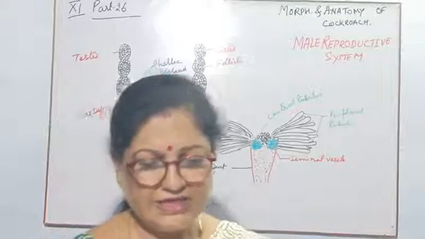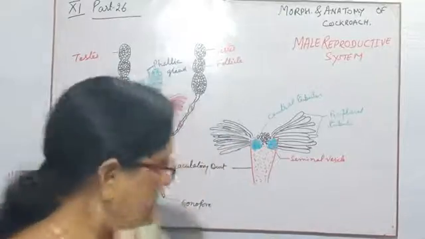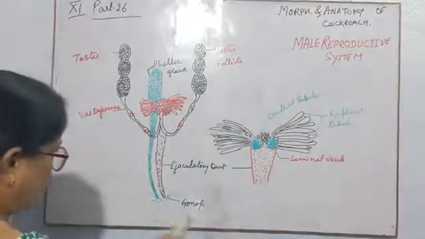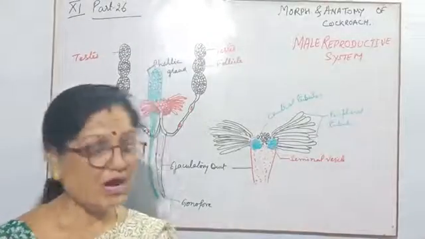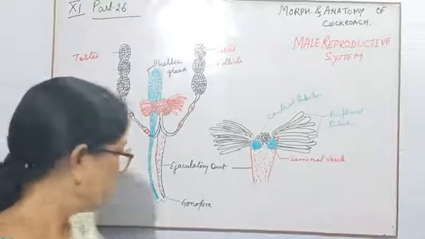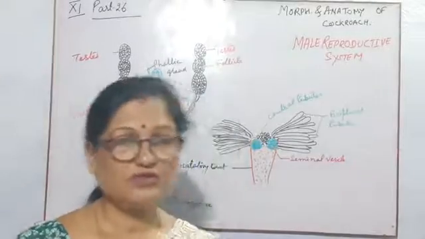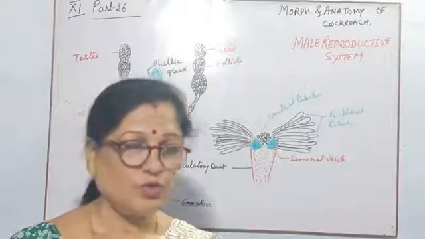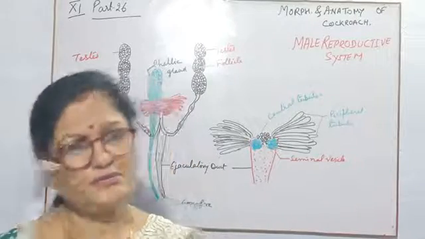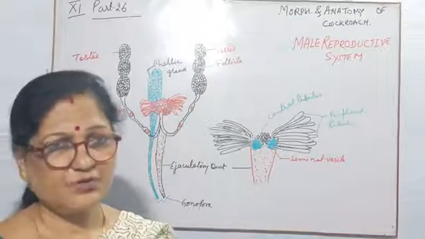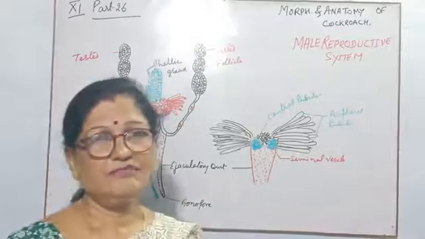When this phallic gland secretes its secretion, it reaches the area behind the ejaculatory duct. The ejaculatory duct opens outside. This is the gonopore. The name gonopore is given in both male and female. The gonopore is the pore used to release the gametes out of the body. If it is in the male, it is the male gonopore; if it is in the female, it is the female gonopore.